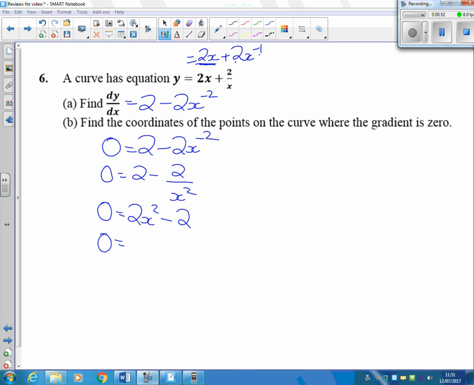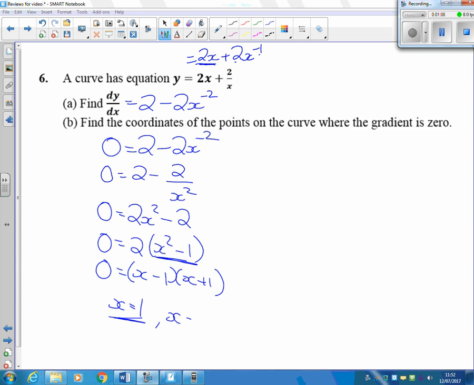form of the equation. I'm going to take out a factor of 2 there. In fact, we'll divide by 2. And it gives me x squared take away 1, which can factorize into x minus 1 and x plus 1, giving me answers x equals 1 and x equals minus 1.